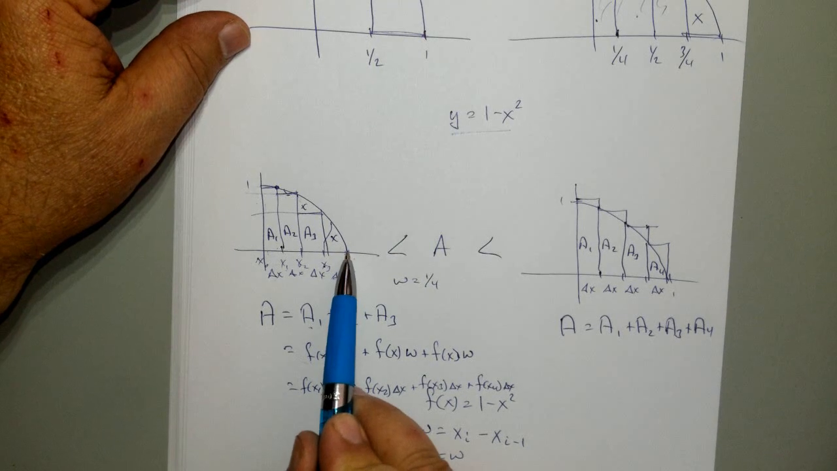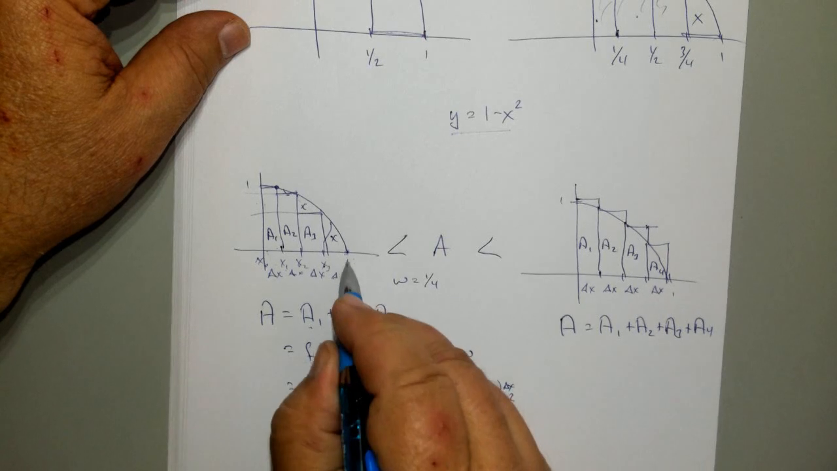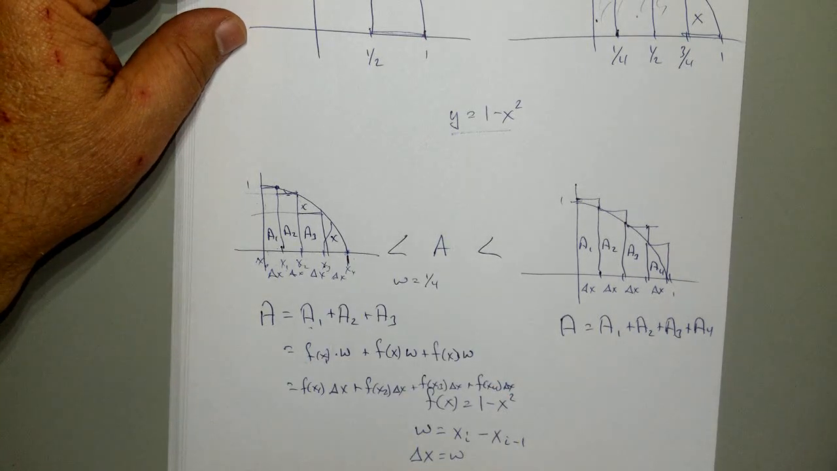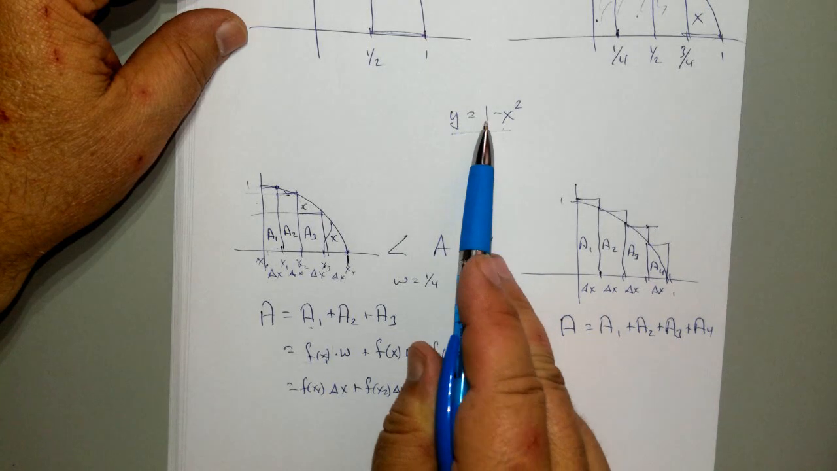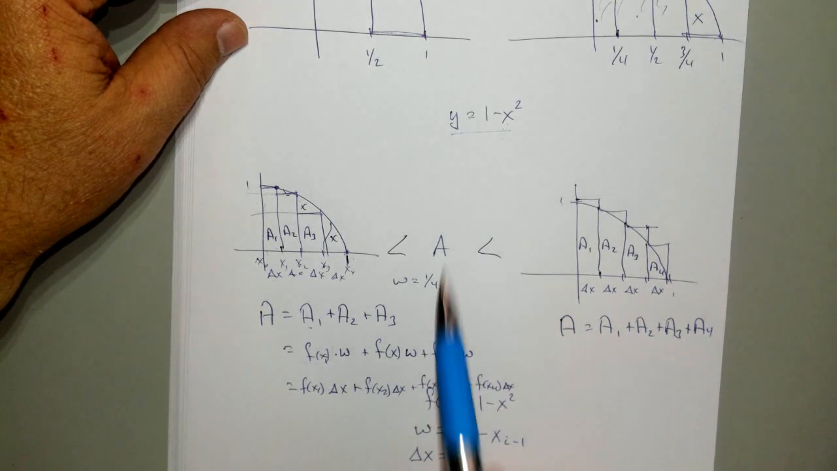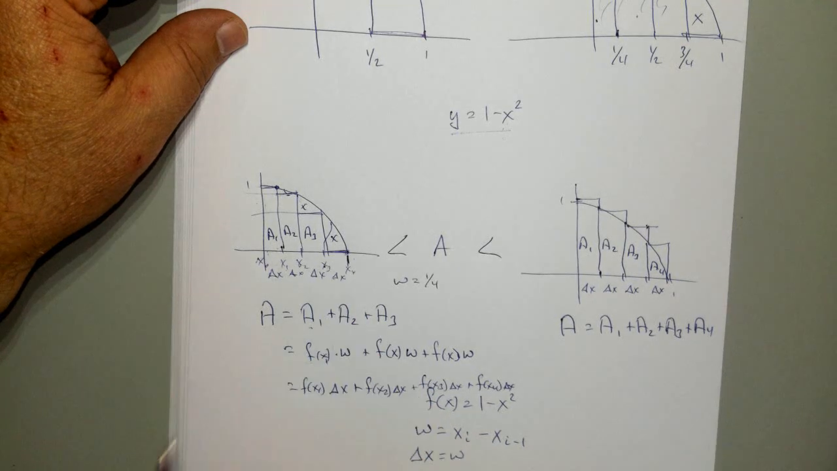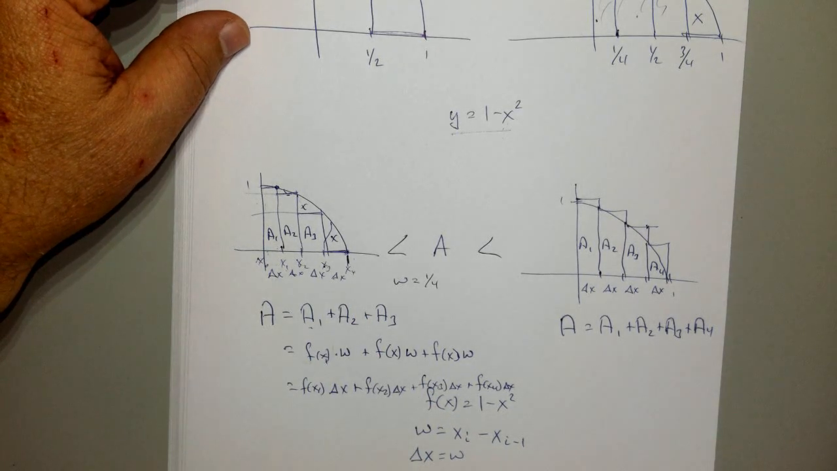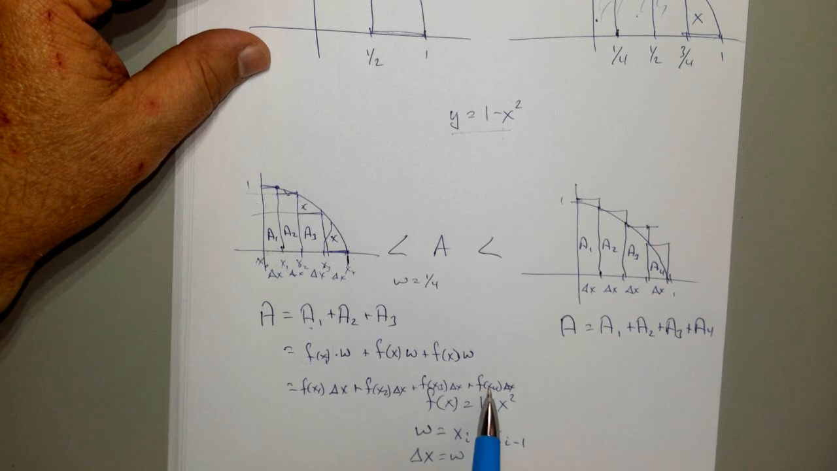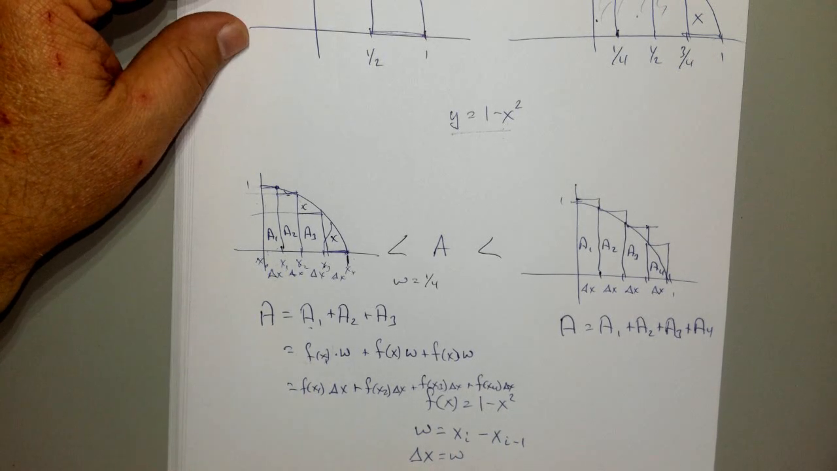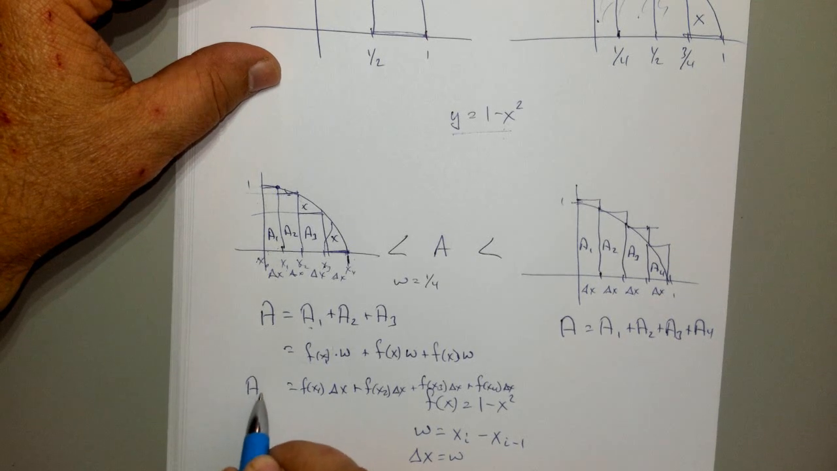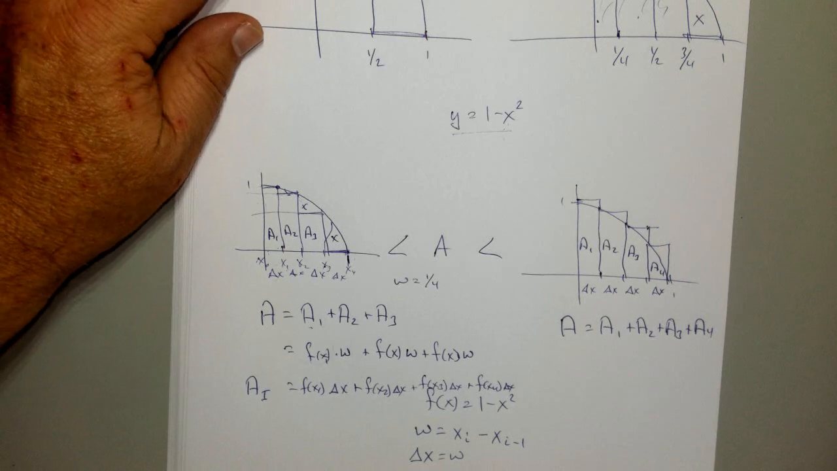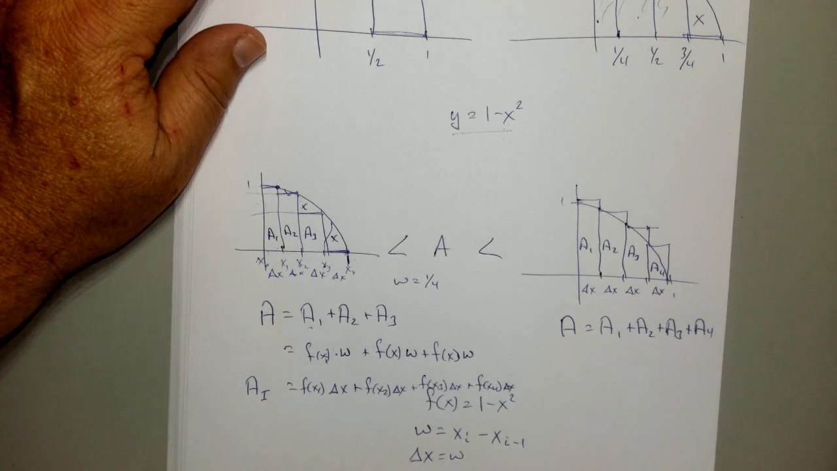Why would this one give us 0? Remember, it's at 1. If you plug that into the function, what's 1 squared? 1 minus 1 is 0. So that's why this one doesn't have any area. So you add up all those areas, and you have this area. This is A sub I, capital I. I'll tell you why in a second.